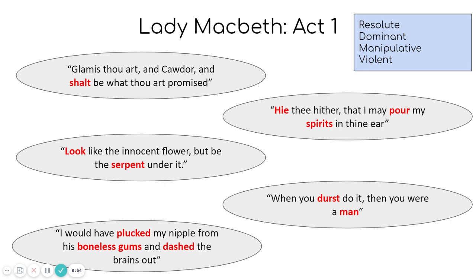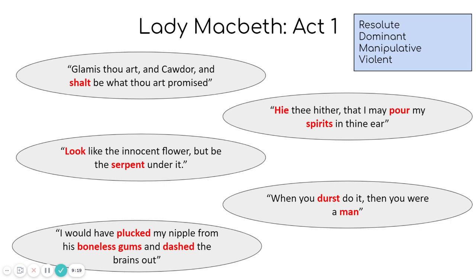Now, this is a very key quotation. This is one that you absolutely must know for the assessment, Year 11. Here, she is basically saying, you need to appear to be loyal to Duncan. You need to appear to be the perfect subject, but in reality, you are plotting against him. So she's encouraging him to be deceptive, to be duplicitous, which means two-faced.